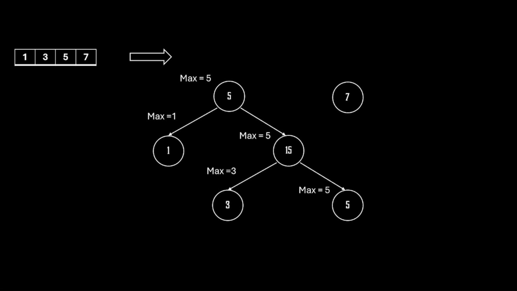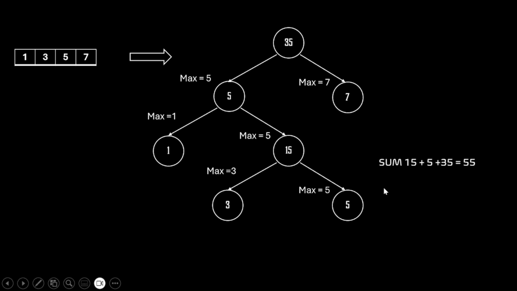Then combine it with the final leaf value, which is 7. And then what is the non-leaf node value by combining these two? We'll get 35, right? And again here we can check the sum will be 55, which is greater than the previous one. And the answer is simple.